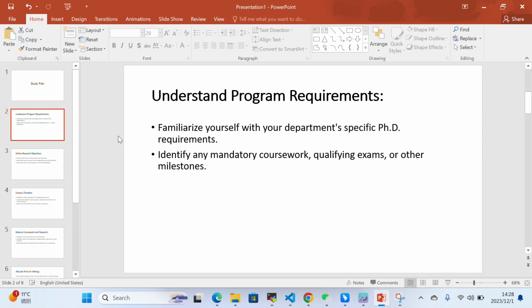First you need to understand the program requirements. For example, if you are applying for a master's degree in computer science or a PhD in computer science, then you can see the program requirements: how many credit hours are required, and how much time it takes to complete the master's or PhD degree. So you need to understand all that, familiarize yourself with your department-specific PhD or master's requirements, and identify any mandatory coursework, qualifying exam and other milestones.